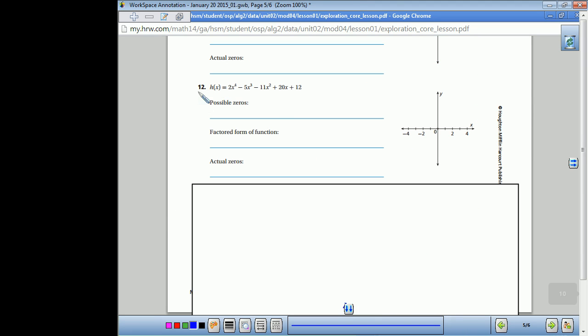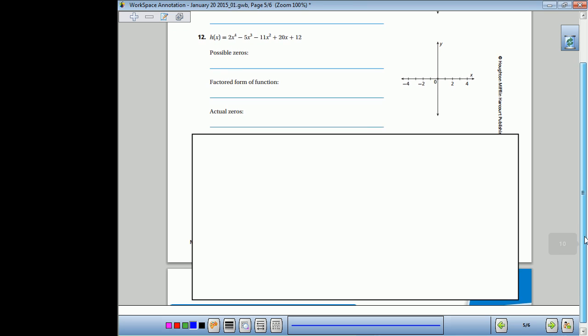All right. This is the last example. All right. Give me a list of the possible zeros. See if you can do it.